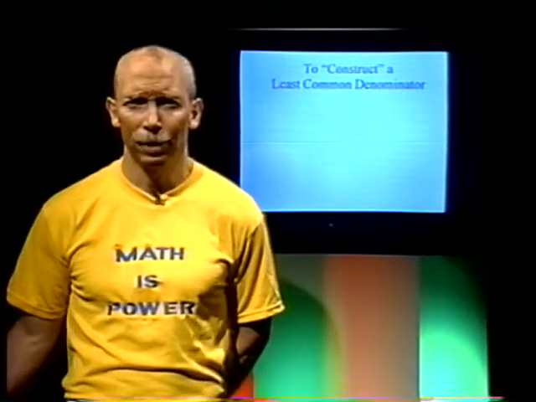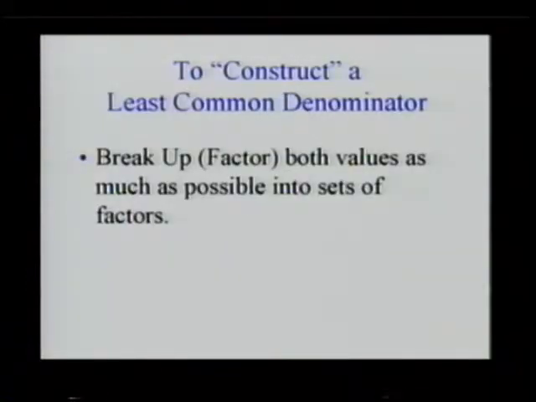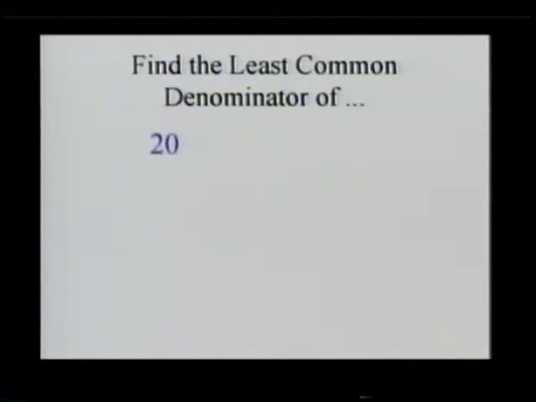Let me give you a couple numbers. First of all, you're going to break up those numbers, just like we did, into all their factors. And then you're going to construct not the intersection of those sets, but the union of those sets. You're going to create a term that contains every factor from both of the sets. Now, I'll need to show you what I mean by that. Let's find the least common denominator of 20 and 15.